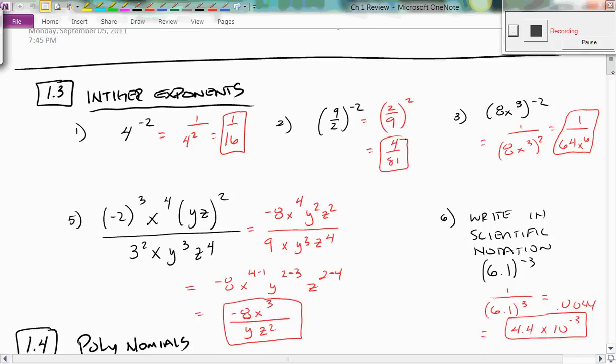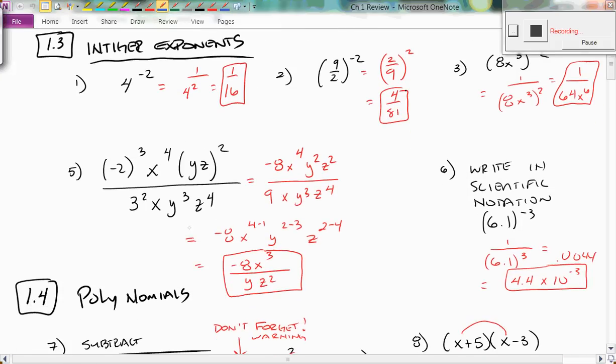Let me slide down here a little bit more. Okay, number five, I have an answer of negative 8x to the third over yz squared. See all of my work there. Number six says write in scientific notation. So you end up with 1 over 6.1 to the third because you have the negative 3 exponent up here. So that means you have 0.0044.